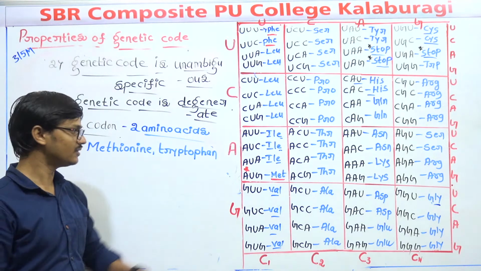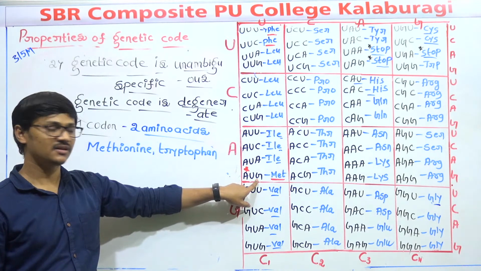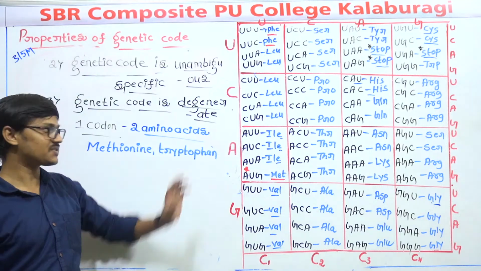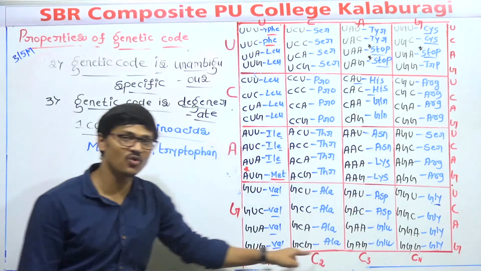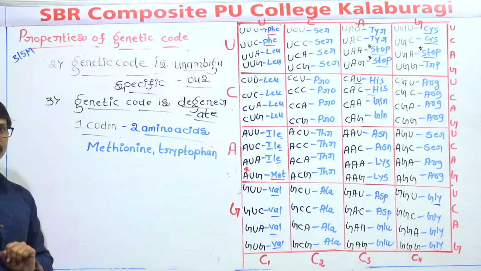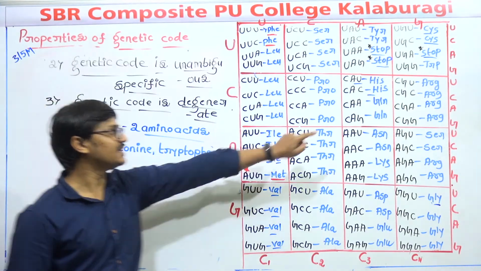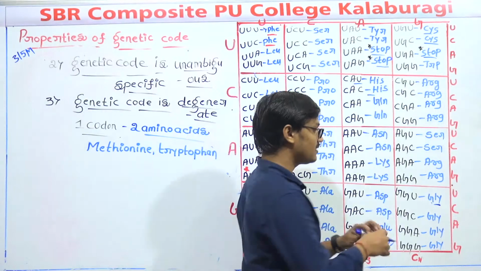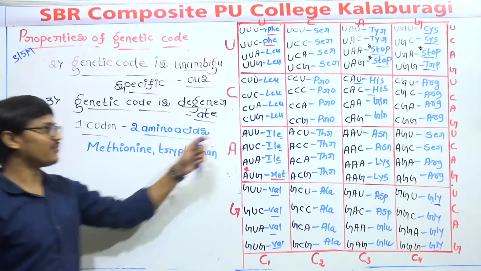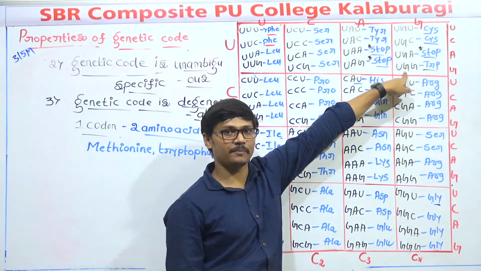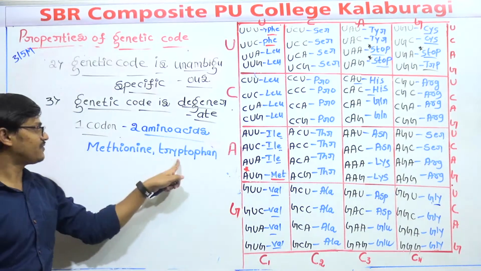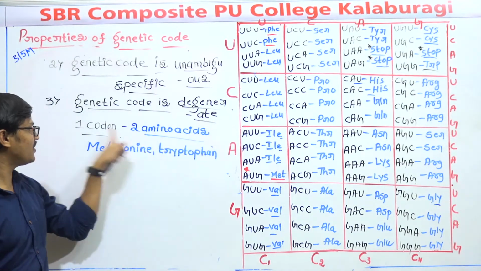Say for example, methionine amino acid having only one codon. You search this entire table, you will find nowhere again this methionine. Methionine is having only one codon. In addition to methionine, there is another, this one, TRP. What is the full form of TRP? Tryptophan. Tryptophan is also having only one codon. So methionine and tryptophan are the two amino acids having only one codon.